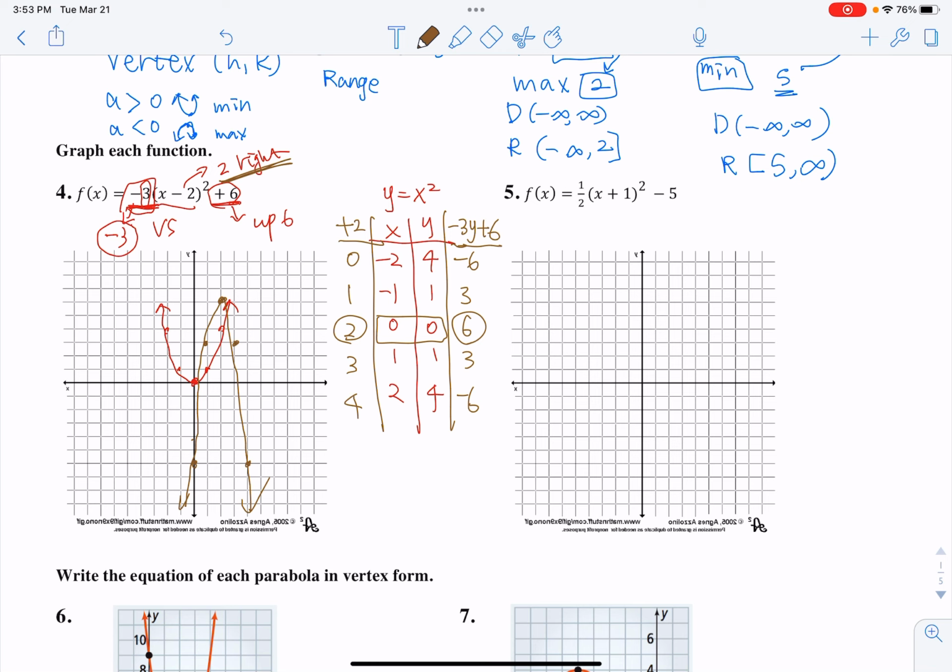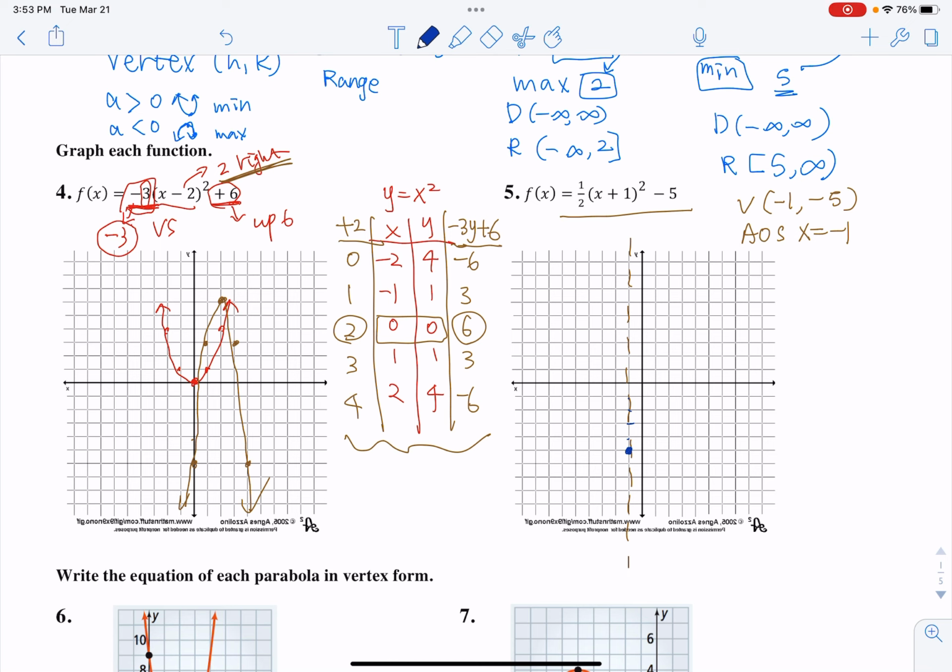And this one, I start with the transformation from the parent function, but if I try to see what the vertex is for the next problem, I will just find the vertex as (-1, -5), and I will draw the axis of symmetry as x equals -1. So x equals -1 is the axis of symmetry here, and I got the vertex as (-1, -5) here.